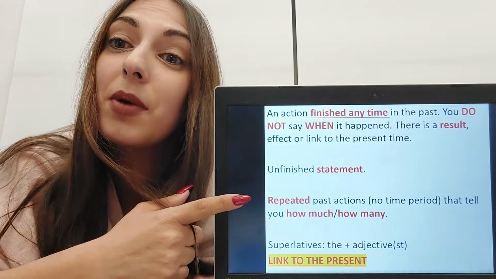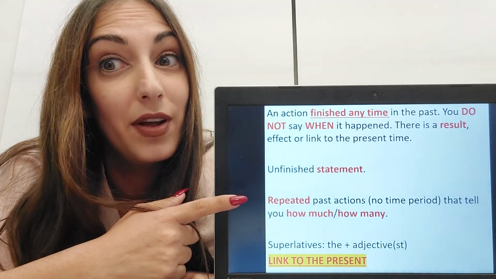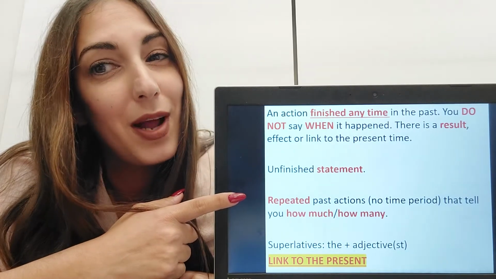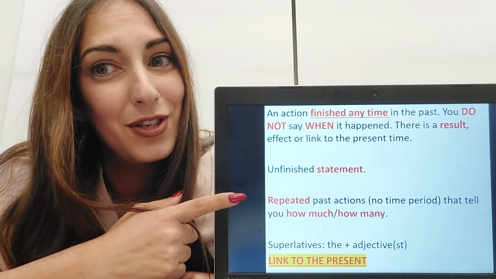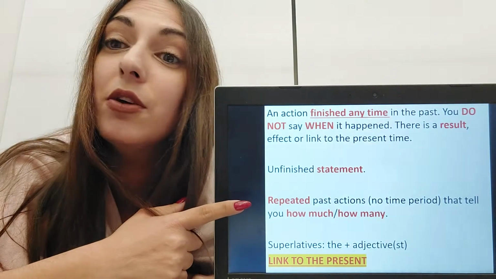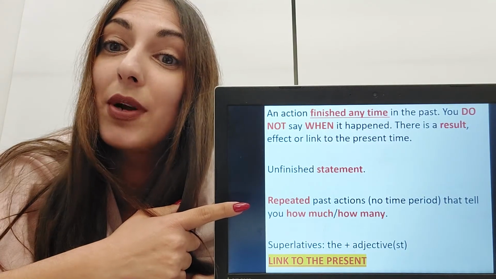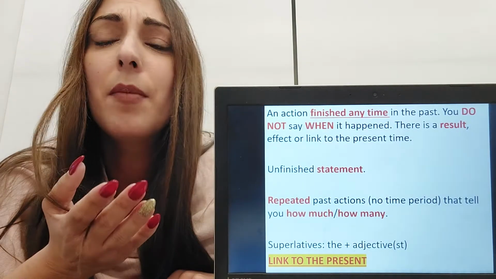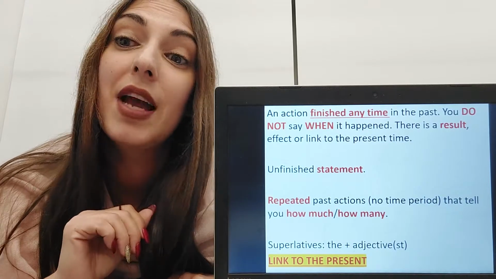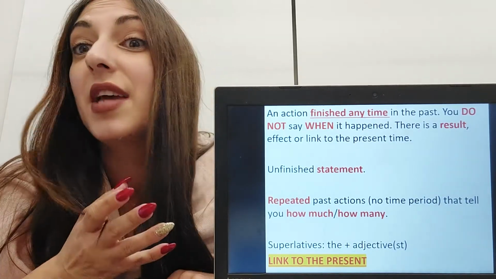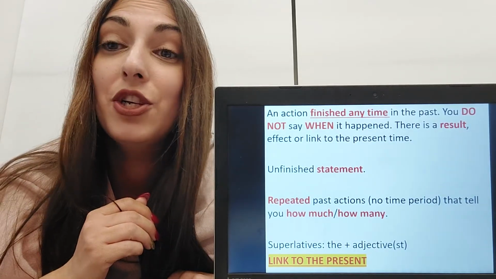Or I can use it for some kind of repetition without a time period this time, because if I have a time period, I would use past simple for the repetitions of how much and how many. But if I don't tell you when, then I would use present perfect. For example, I have had 3 cups of coffee today. The day is not over yet. I can have more if I wish.